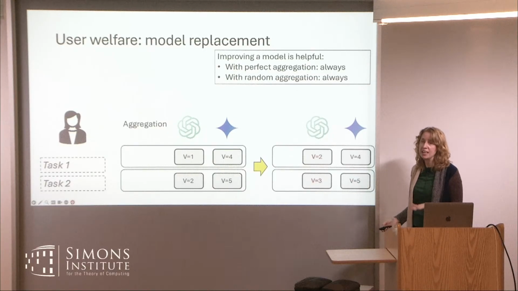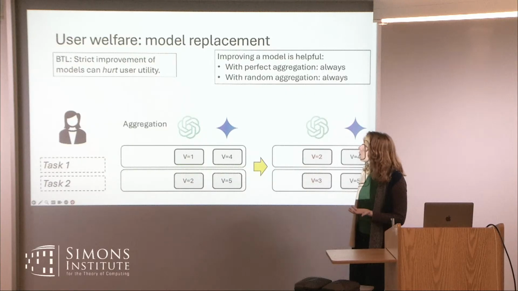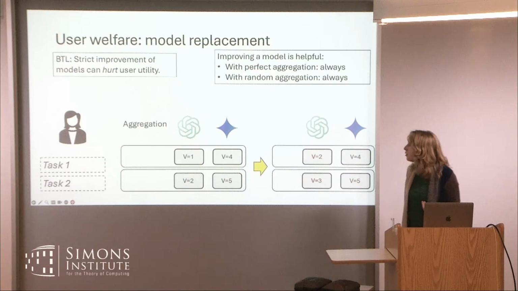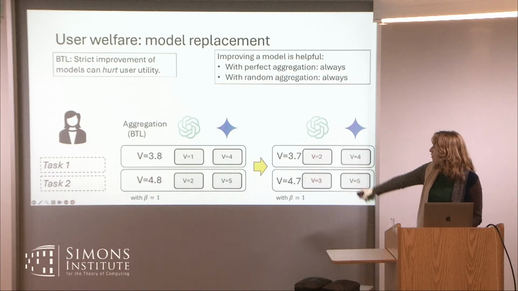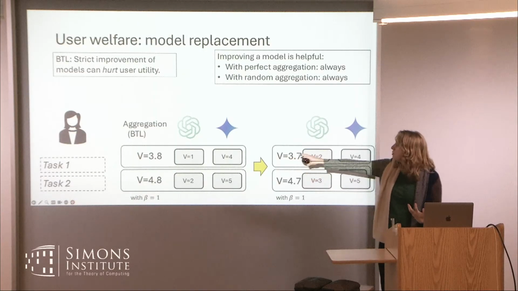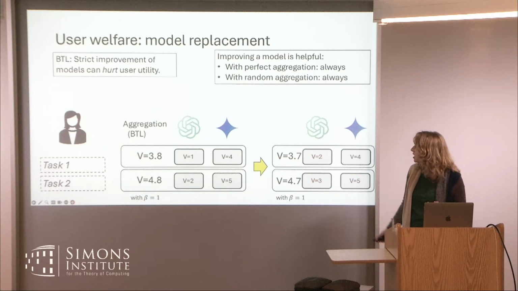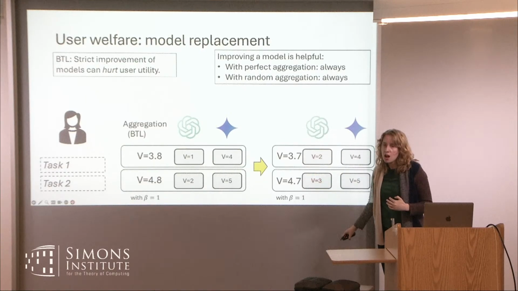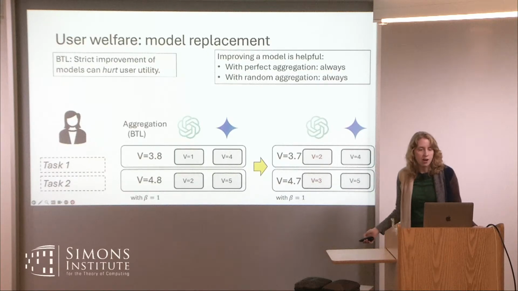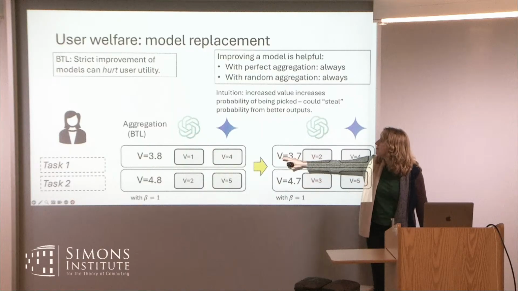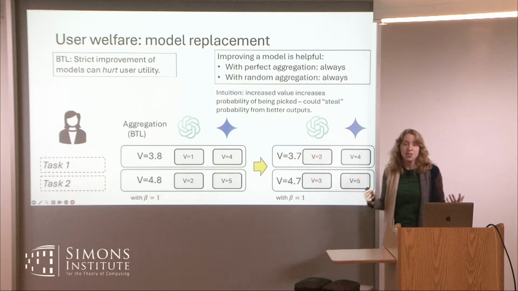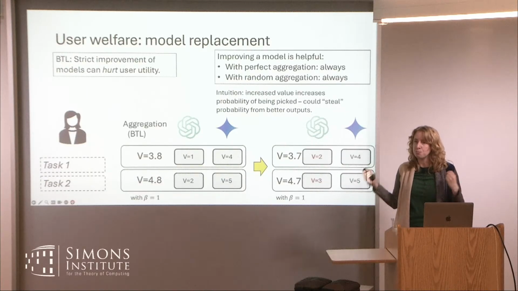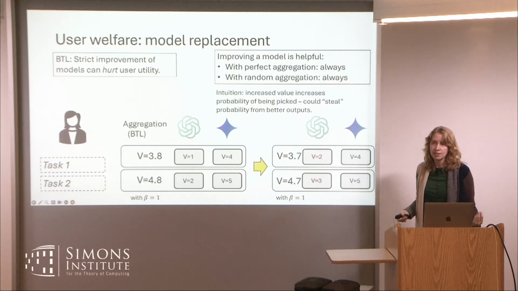This turns out to not be the case if you have imperfect aggregation. So there are settings where strict improvement of models can actually strictly hurt user utility. So I'm going to fill in numbers on this, and I'll show what's happening. So we have Bradley-Terry aggregation, and with these values here, you can work it out for yourself if you're interested. This systematically reduces user utility on both tasks and also on average. So what's happening? Why is this going on? For intuition, as you increase the value of each of these models, it increases the value, which is good, but it also increases the probability that it is picked, which could steal probability mass from better models. So this can net out to being worse.